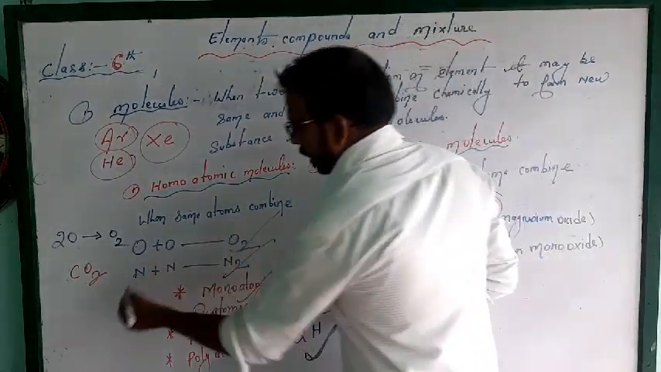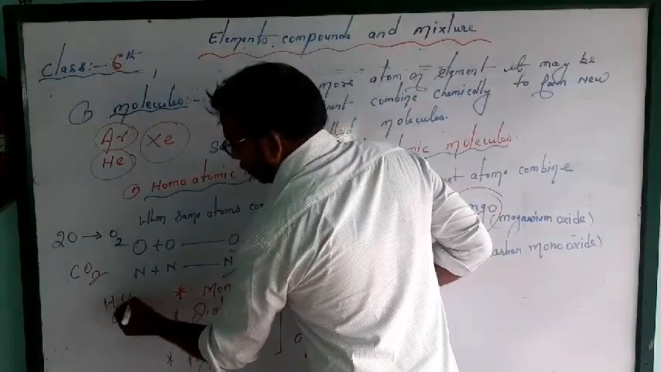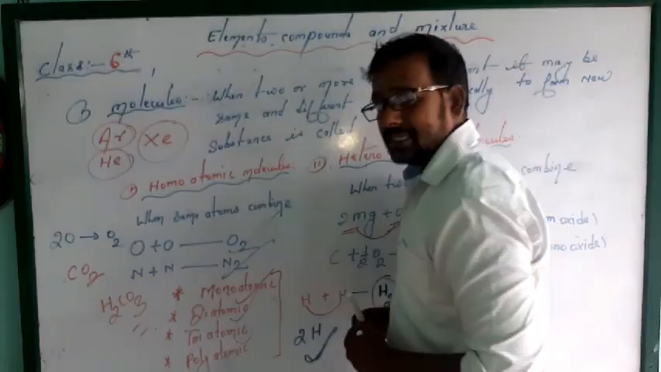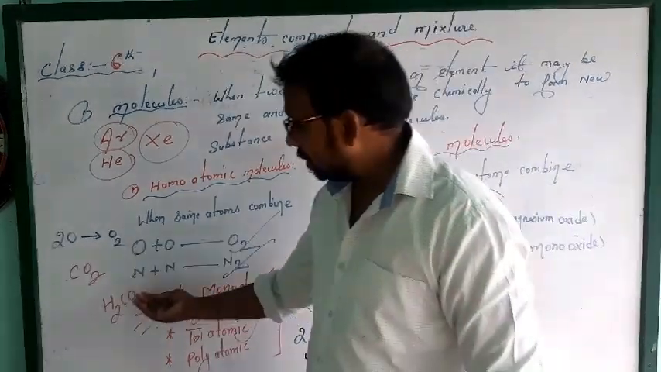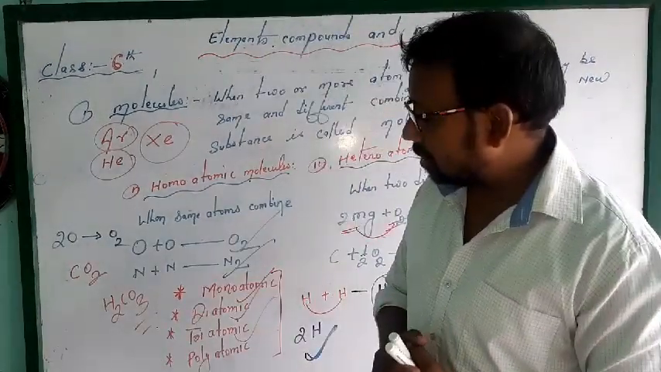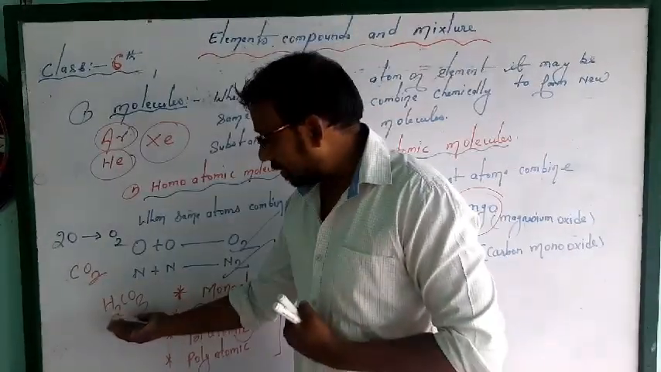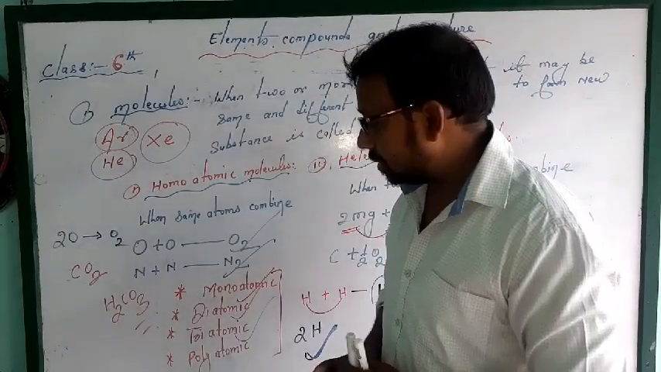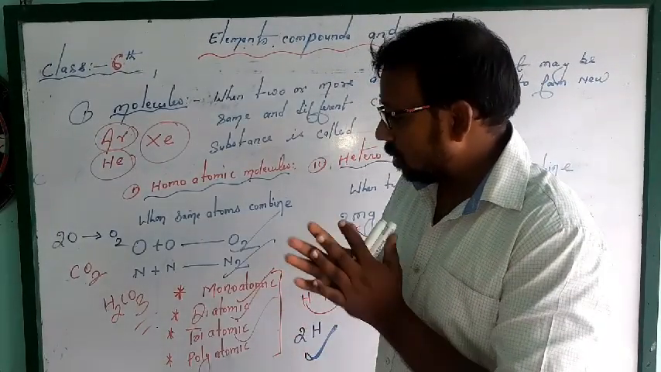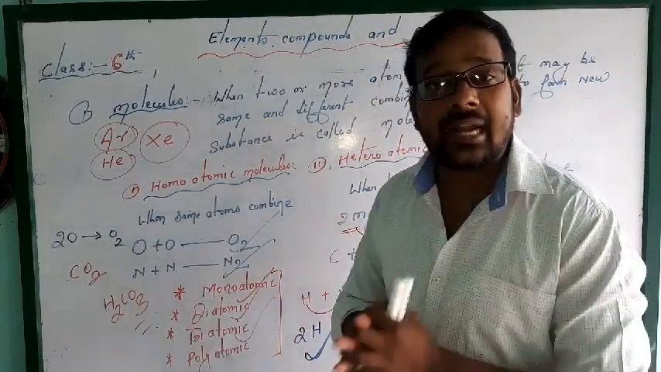Suppose I am going to write H2CO3. That is an example of carbonic acid. How many atoms are there? 3 atoms of oxygen, 1 atom of carbon and 2 atoms of hydrogen. How many atoms are there? 2, 3, 2 and 3, 5, 1, 6 atoms are there.